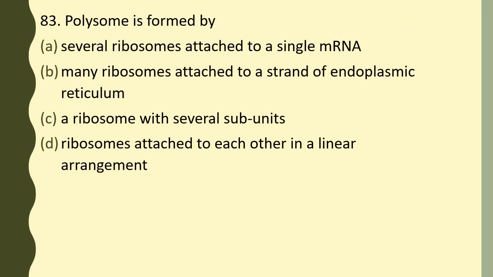Question number 83. Polysome is formed by several ribosomes attached to a single mRNA, many ribosomes attached to a strand of endoplasmic reticulum, ribosome with several subunits, ribosome attached to each other in linear arrangement. Polysome is formed by. Correct answer is option A, several ribosomes attached to a single mRNA strand.